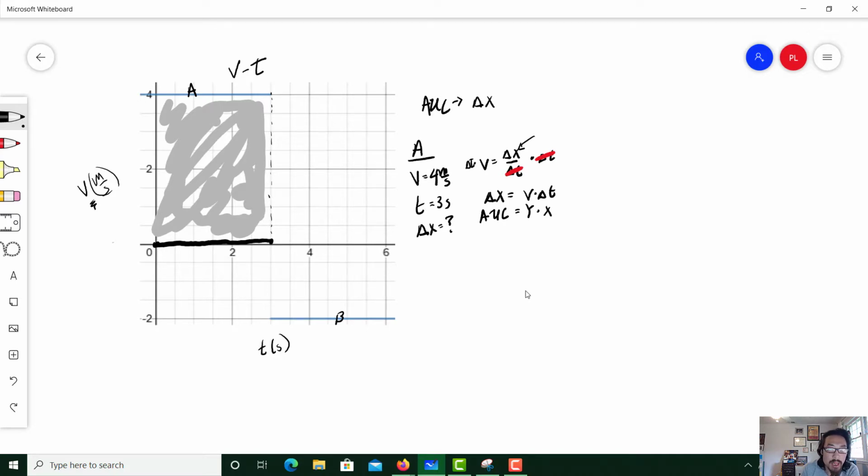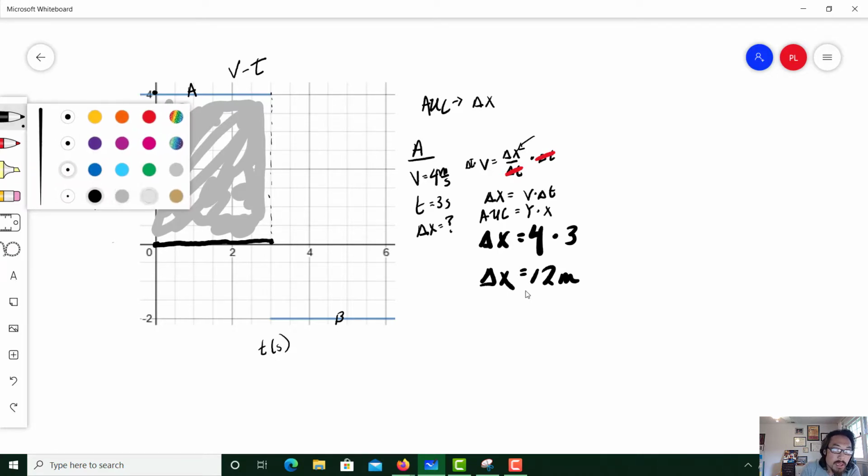So if we were to figure that out, we would say that the delta x is the change in the y, so that is from 0 to 4, times the x, which is from 0 to 3. So 4 times 3 gives us a total of 12 meters for our displacement. So that's the displacement for trip A. Now for trip B, that does change slightly. Let me show you how.